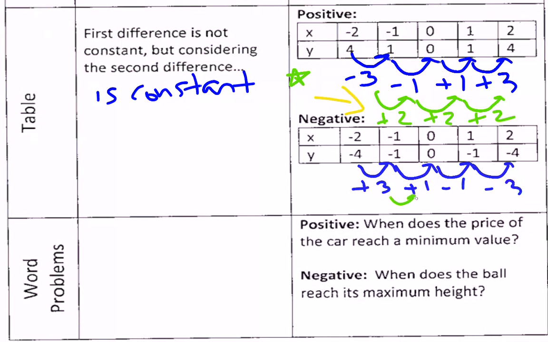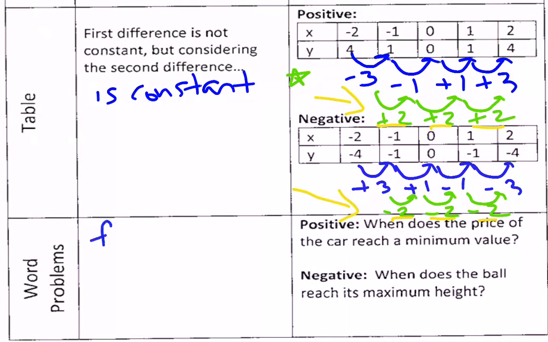How do I go from 3 to 1? Subtract 2. How about 1 to negative 1? Subtract 2. Negative 1 to negative 3, subtract 2. Once again, my second difference is the same. Notice that the difference between a positive and a negative quadratic is that in a positive, my second difference is positive, and in a negative quadratic, my second difference is negative. Go figure. Okay, last, how do I know it's a quadratic when I'm looking at a word problem?